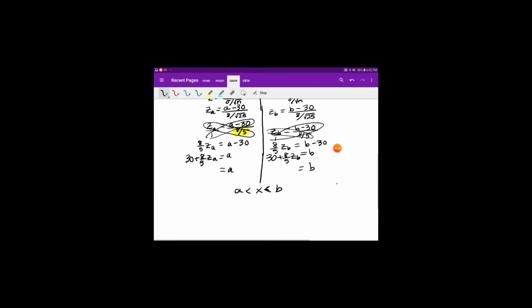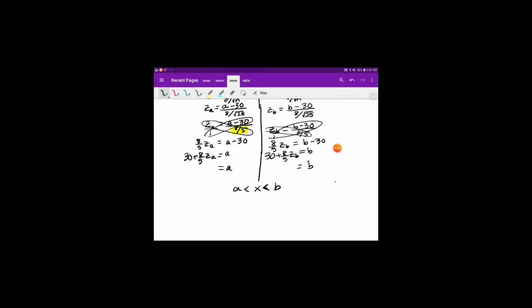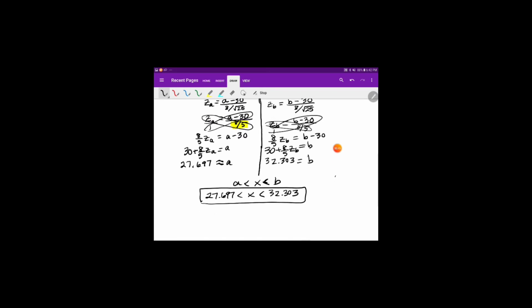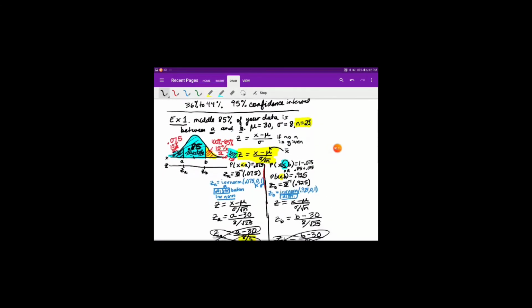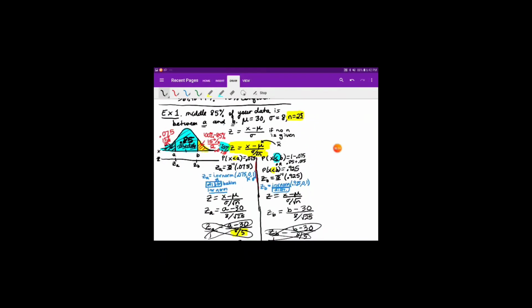And then A was 27.697 approximately, and B was 32.303. So what we're saying, basically, is that we know the real mean of our population is somewhere between here and here. But right now we're just trying to find A and B. It doesn't specifically say in this problem to find a confidence interval. It just says it wants the middle 85% of your data to be between those values.